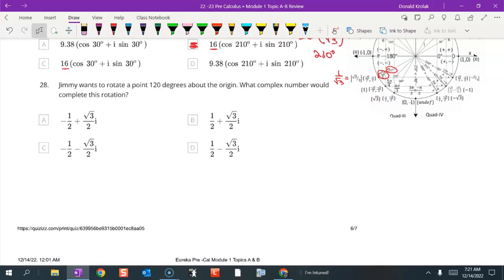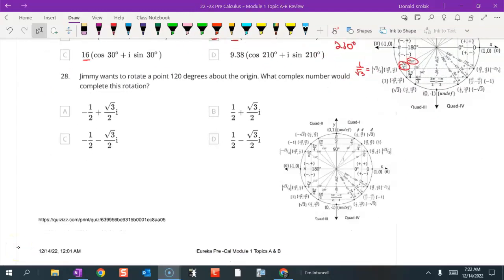Okay, I want to rotate the point. Okay, it says rotate the point 120 degrees about the origin. Okay, so we're going to automatically assume that this is 120 degrees counterclockwise. So we're going to go 120, which is right to there.